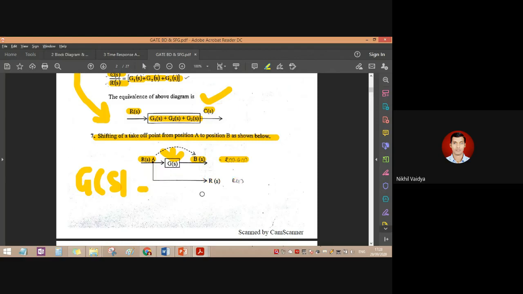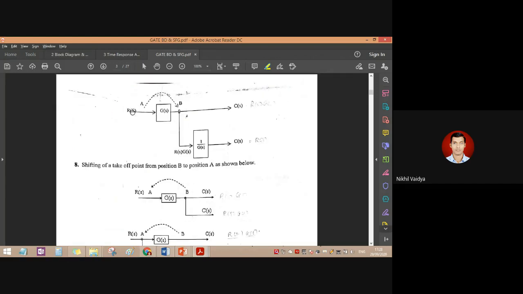And now when we are planning to shift this particular block from position A to position B, we need to have the same values here after, even after changing some positions. So let us see now. How will we do that? When we shift this point from position A, it is now shifted to position B.